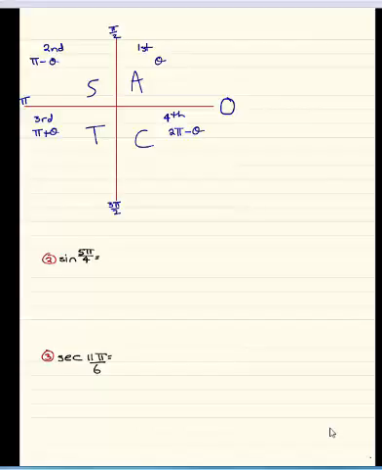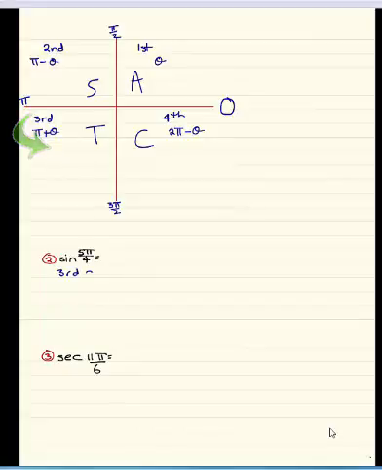Some of the questions that we've got: sine of 5 pi on 4. So the first thing you need to do is say, which quadrant is that in? Well, 5 pi over 4. Look at your fraction. 5 over 4, that's more than 1. It's greater than 1. So we've moved past pi. We've moved past 180, so we are in the third quadrant.